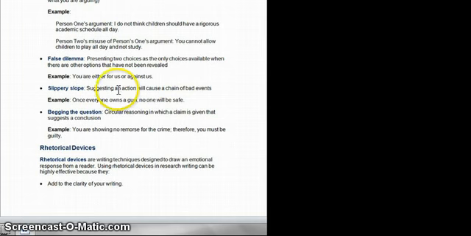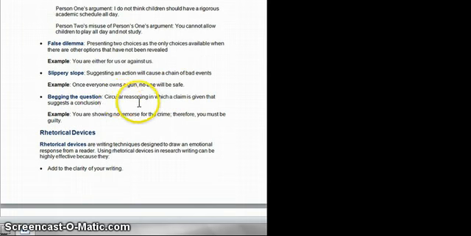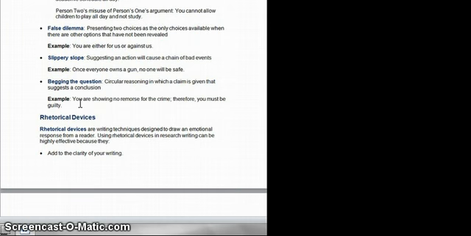Slippery slope, suggesting an action will cause a chain of bad events: Once everyone owns a gun, no one will be safe. Circular reasoning, begging the question, in which a claim is given that suggests a conclusion: You are showing no remorse for the crime, therefore you must be guilty.